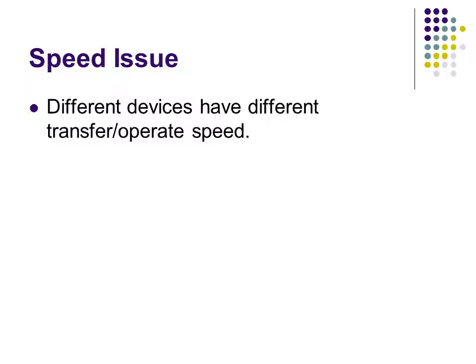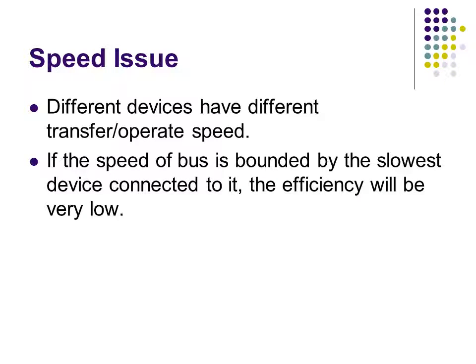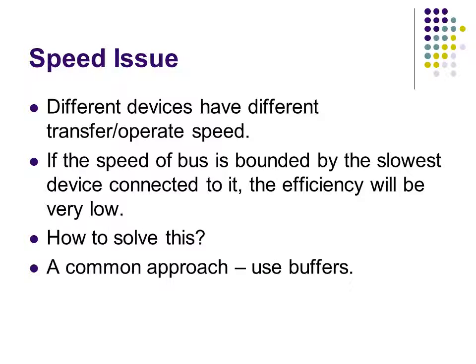We have different devices connected to our bus. These different devices have different transfer and operating speeds. If the speed of the bus is bounded by the slowest device connected to it, the efficiency will be very low. How can we solve this problem? A common approach is to use a buffer register, by which we can solve this.